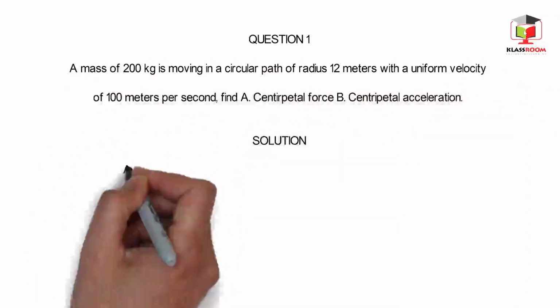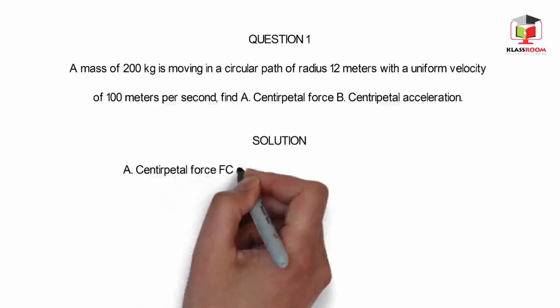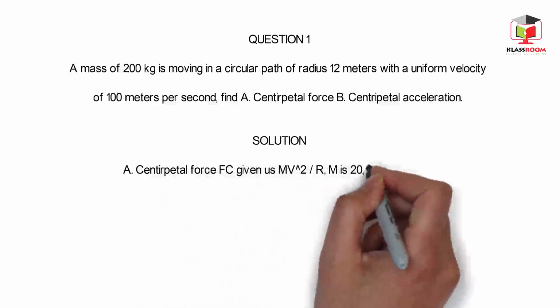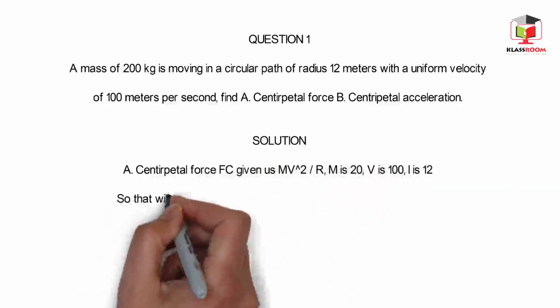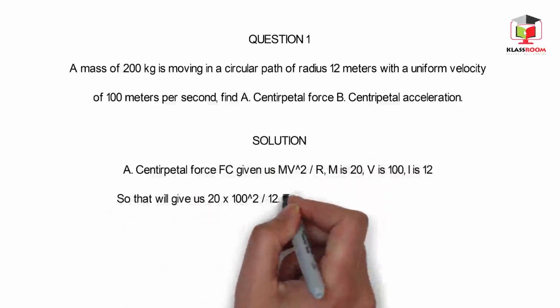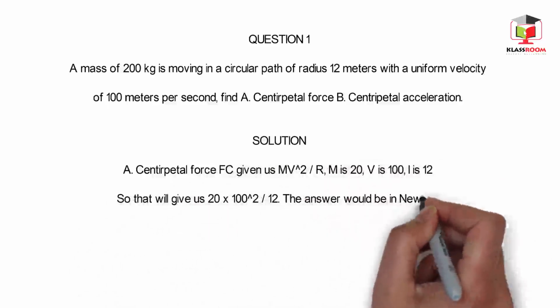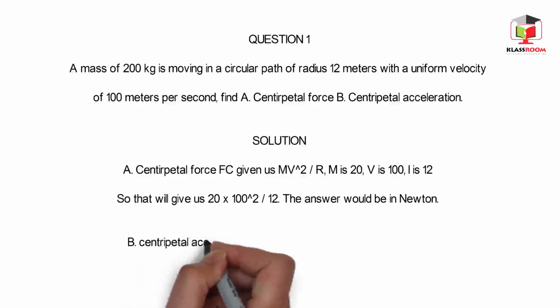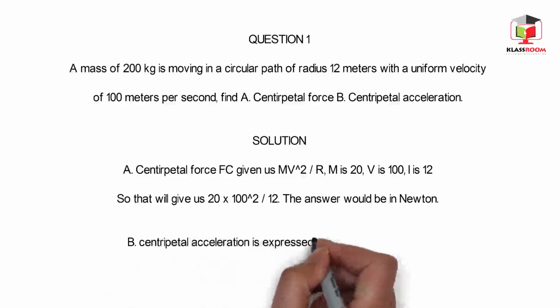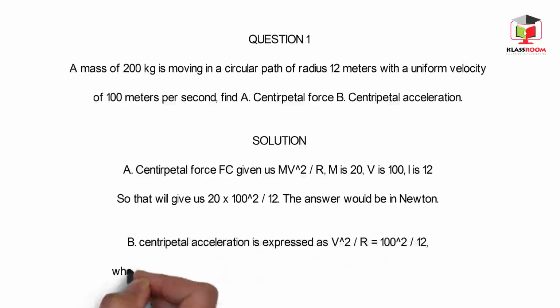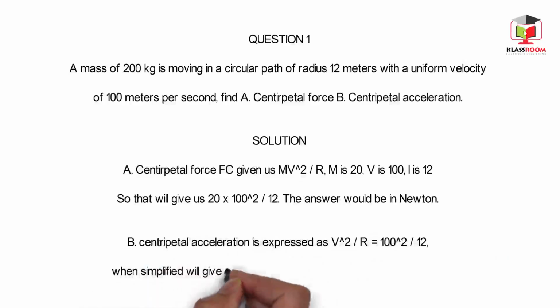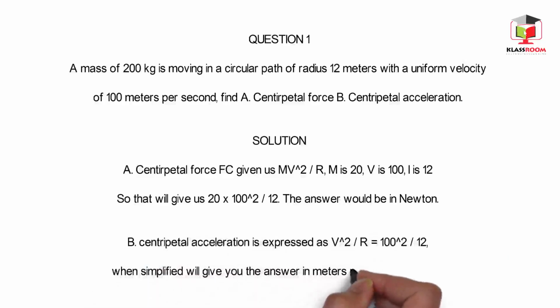Solution. Centripetal force Fc is given as mv squared over r. m is 20, v is 100, r is 12. So that will give us 20 times 100 squared over 12. The answer will be in Newtons. B, centripetal acceleration is expressed as v squared over r equals 100 squared over 12. When simplified, will give you the answer in meters per second squared.